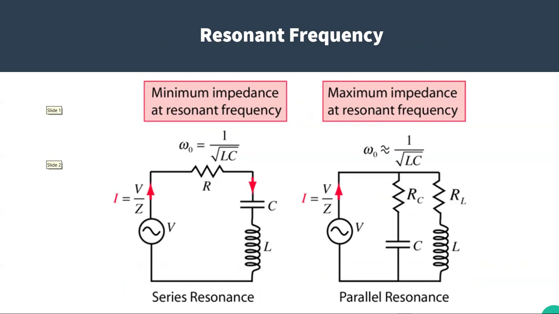This is what I mentioned before. You have minimum impedance at the resonant frequency for series and maximum impedance at the resonant frequency for parallel. Those are the two main things you need to remember out of this.